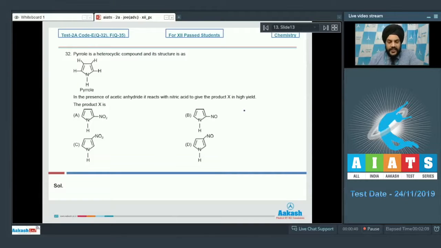Let us look at the next section, students. This section contains 4 questions. Each question has 4 options, out of which only one single option is correct. So let's start with question number 32. It says pyrrole is a heterocyclic compound and its structure is given as.